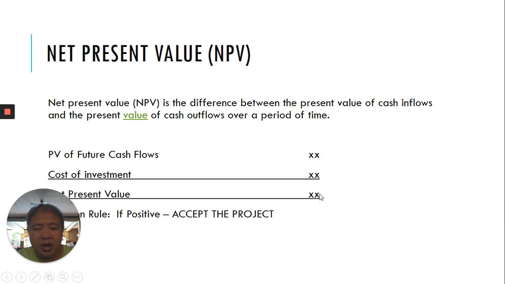Comparing the present value of future cash flows to the investment, you have the net present value. Now, if the present value of future cash flows is higher than the cost of investment, then this becomes positive. And the decision rule is if this is positive, then the project is acceptable. So if this is a positive NPV, then the project is acceptable.